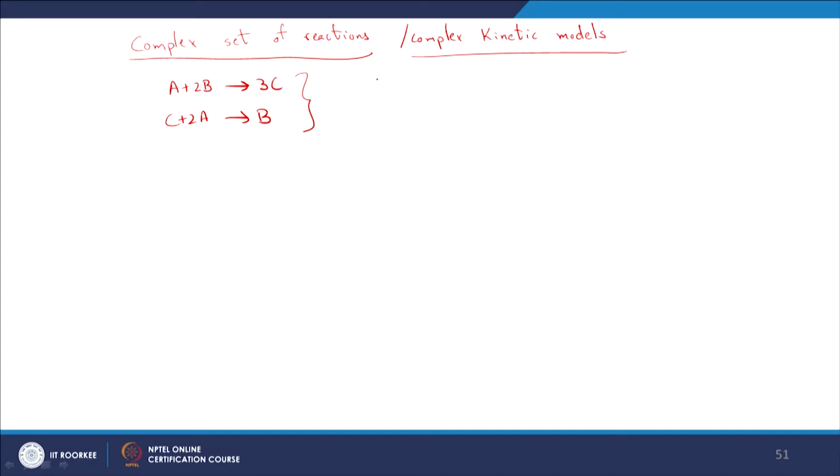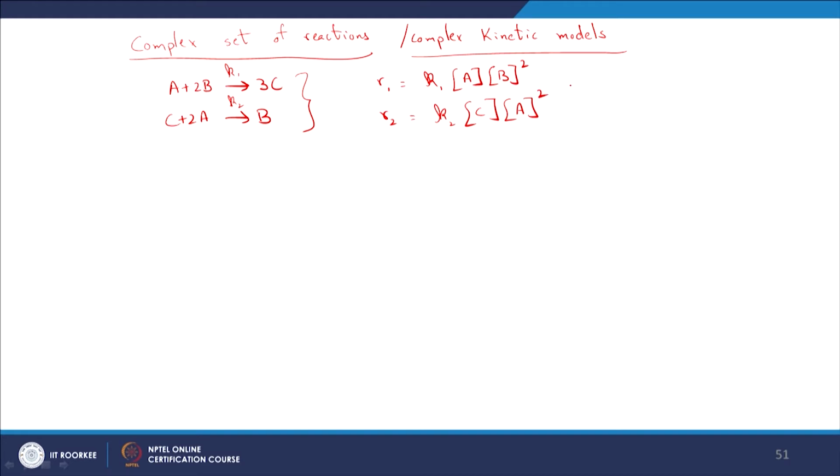So the first aspect is to write down the rate of reaction 1. What do you know it's going to be? Let's say the rate constants are K1 and K2. It's going to be K1 times concentration of A times concentration of B raised to the power of 2, right? And what about the rate of reaction 2? That's going to be equal to K2, the rate constant, times concentration of C times concentration of A raised to the power of 2. So that's what we have here, right?